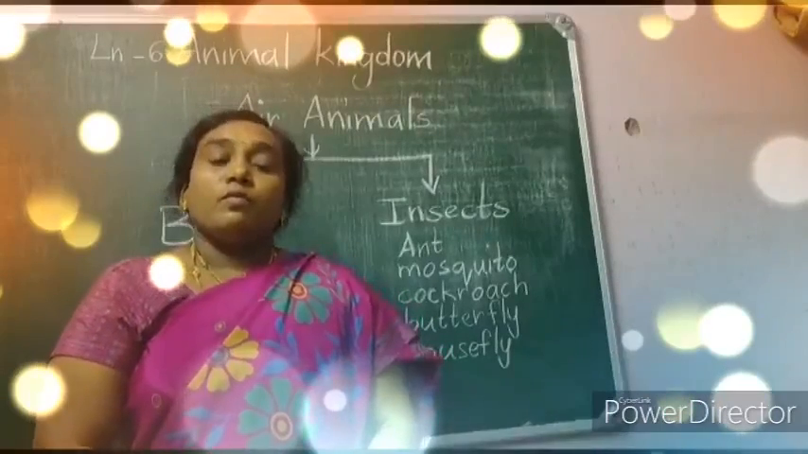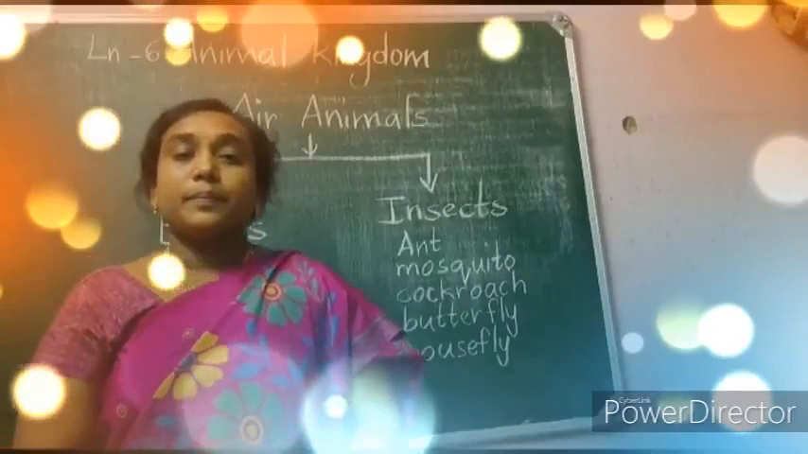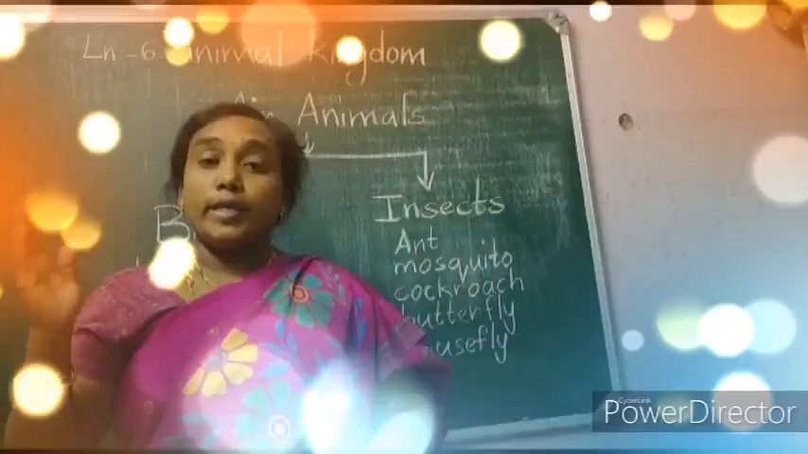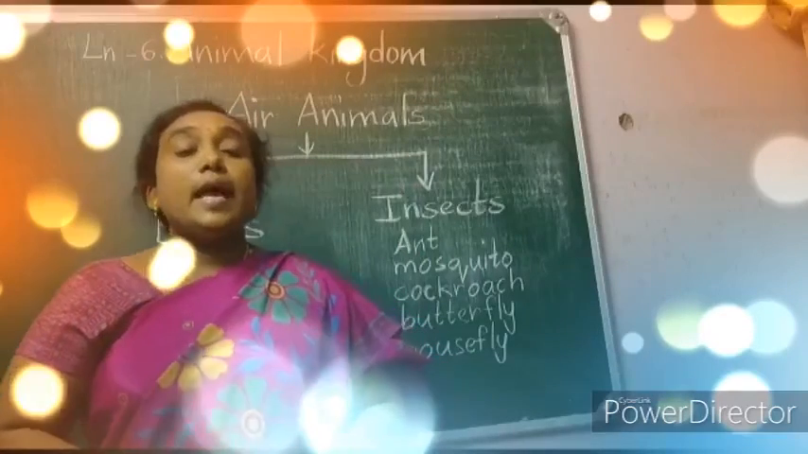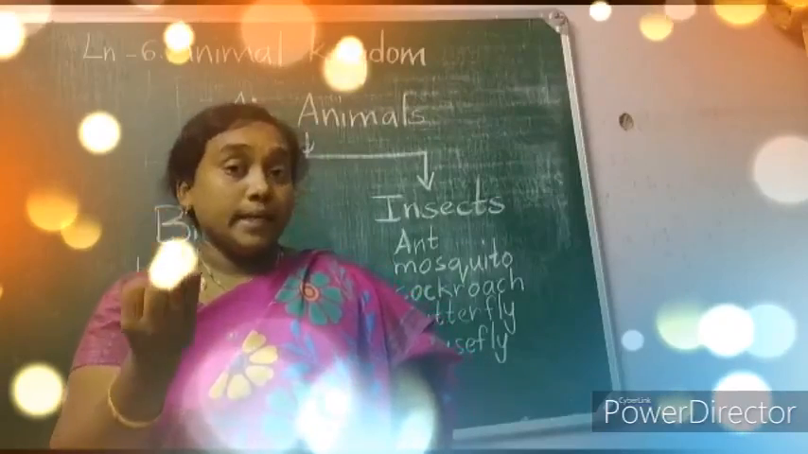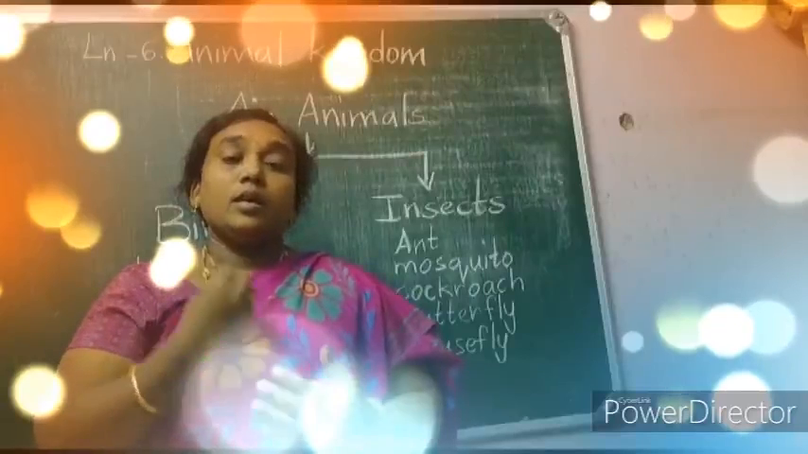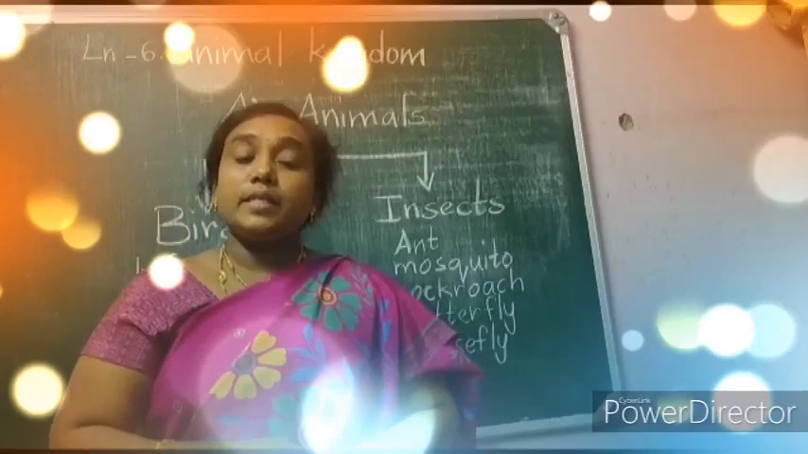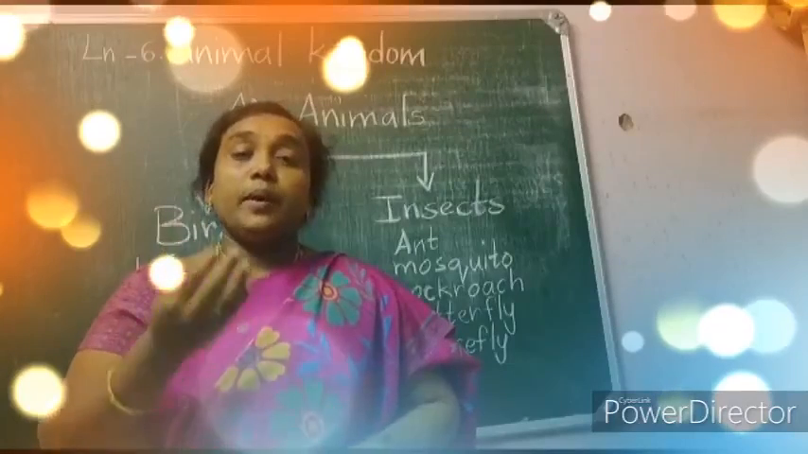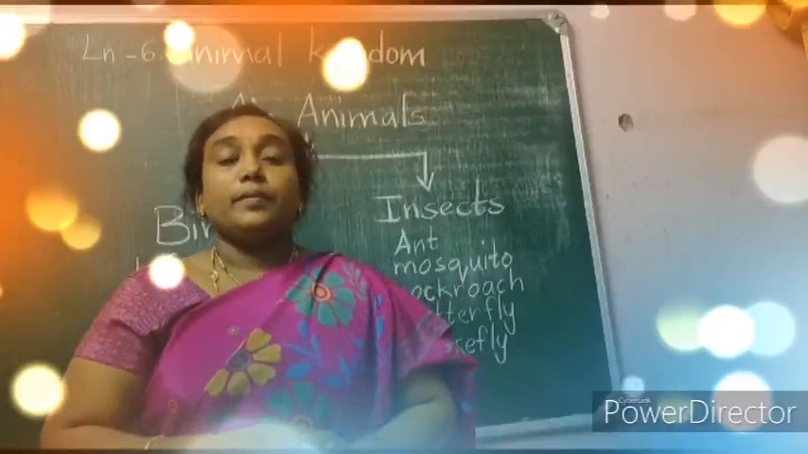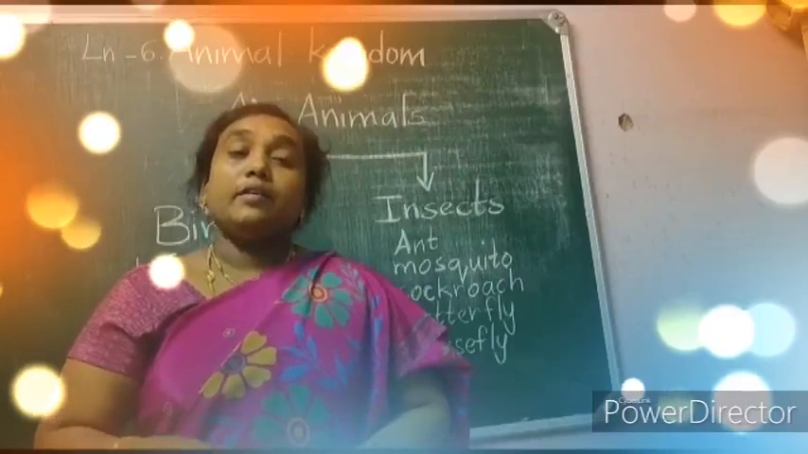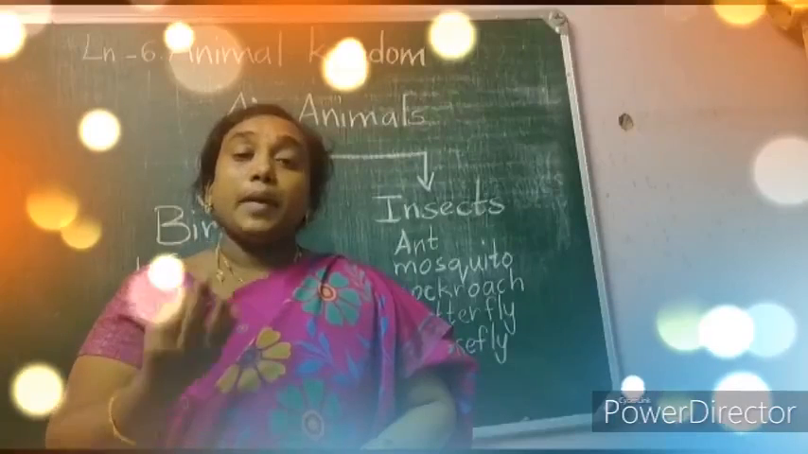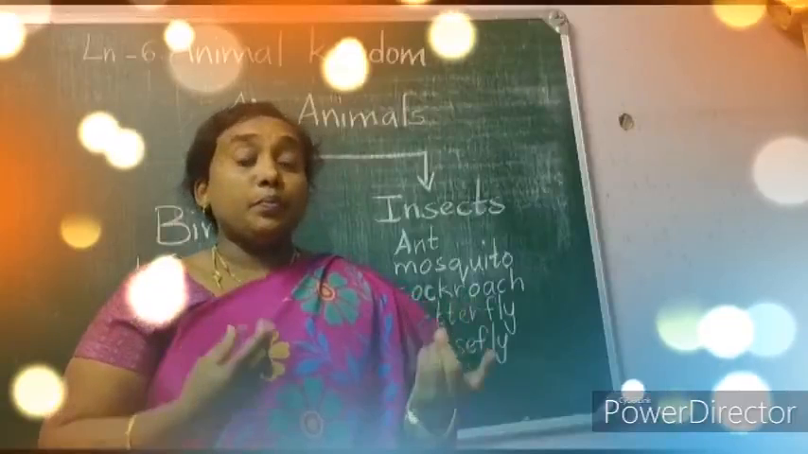Okay, children. What are the important points we discussed in animal kingdom? Kinds of animals. Divided into land animals, water animals, and air animals. Land animals are divided into domestic animals, pet animals, and wild animals. Air animals are divided into birds and insects. What are domestic animals? Cow, goat, horse, sheep, buffalo, cat, dog. Pet animals? Cat, rabbit, fish, parrot are pet animals. Wild animals? Lion, tiger, bear, giraffe, elephant, monkey, hippopotamus.